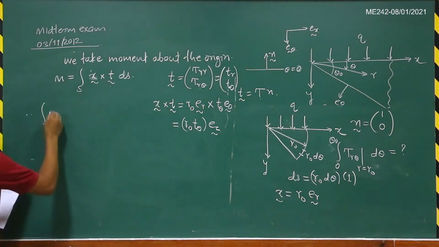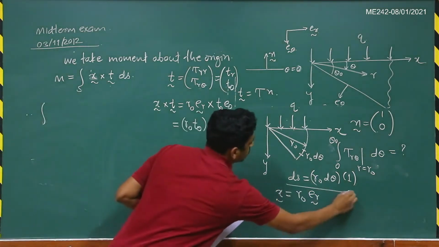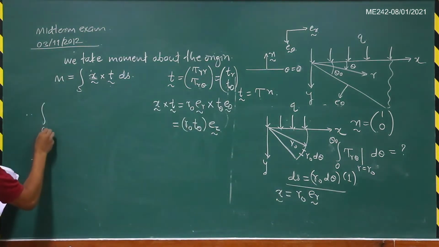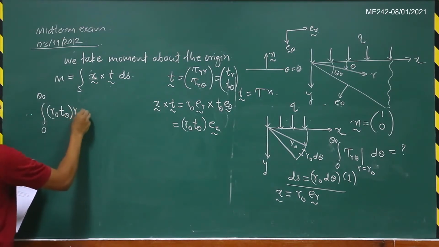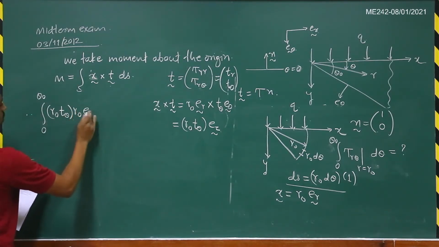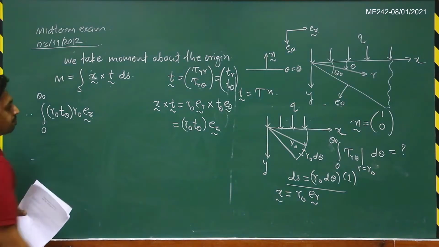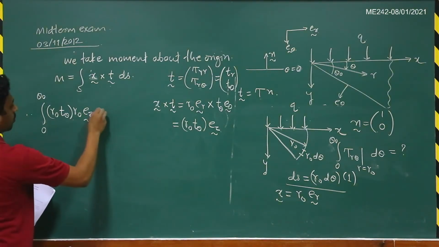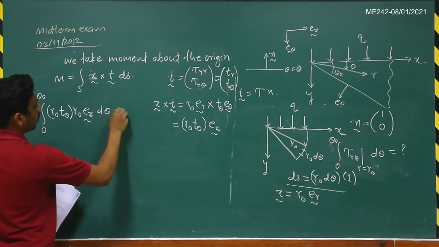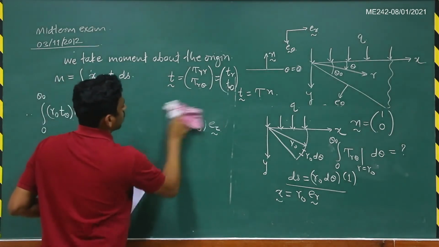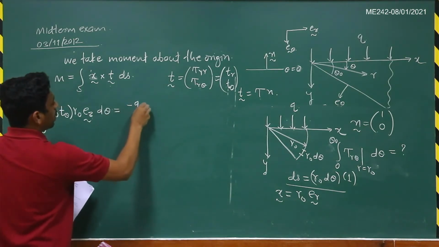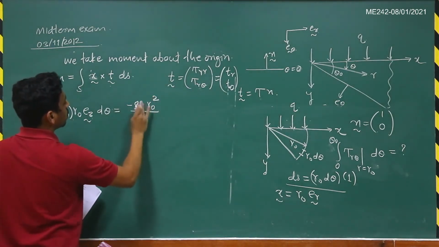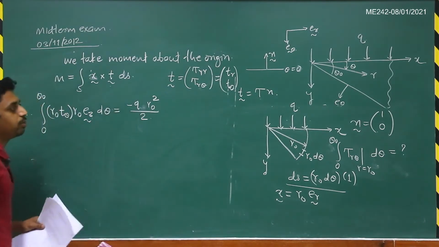So this surface will be 0 to theta naught, this r naught t theta times r naught, this would be Ez, d theta, which will be equal to the contribution coming from the applied load, which will simply be minus q naught times r naught square, minus q times r naught square divided by 2.